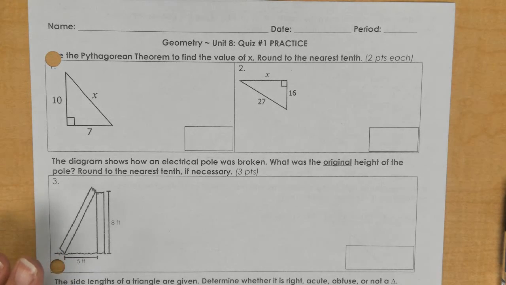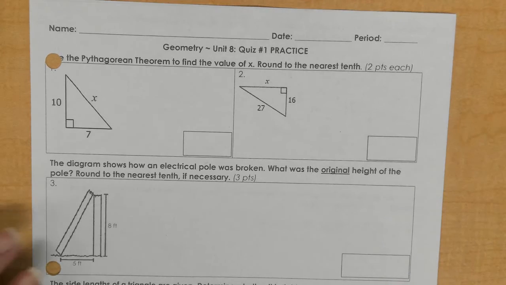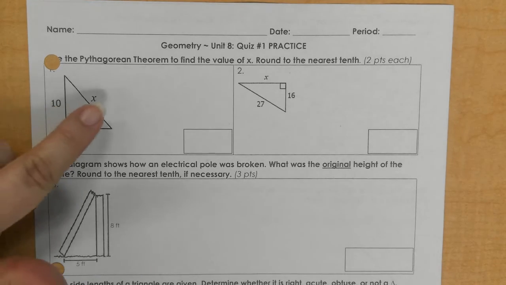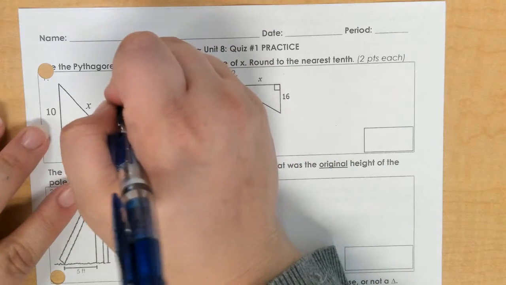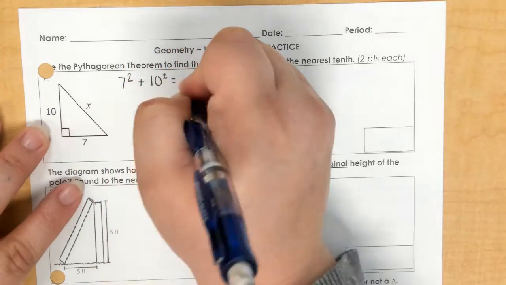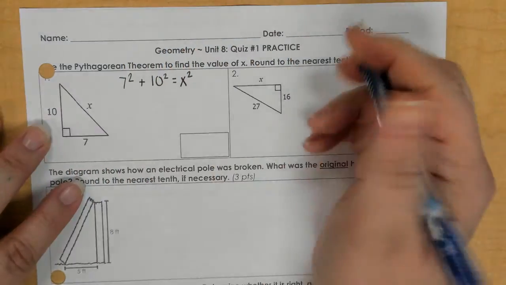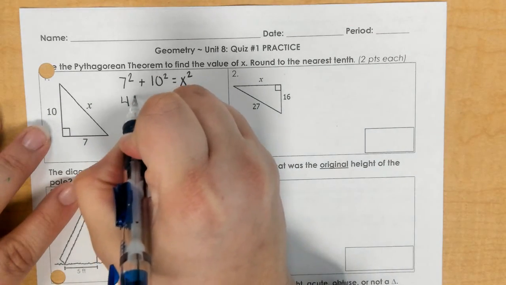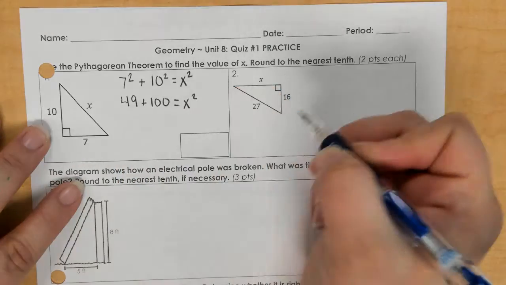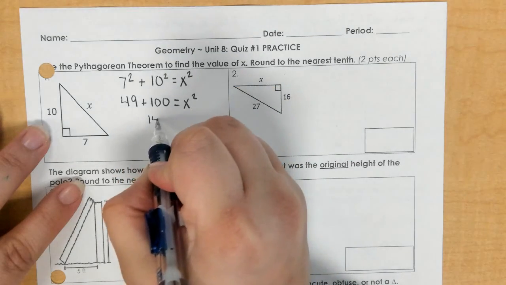For the Unit 8 quiz practice, the first two problems are just very simple Pythagorean theorem. Can you solve Pythagorean theorem? So here we've got A, B, and we're finding C. So 7 squared plus 10 squared equals x squared. So that would be 49 and 100. If I add, we get 149.